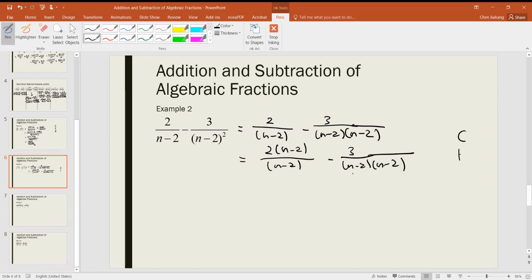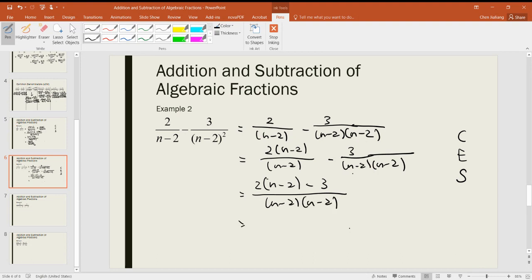Again, we follow the CES. So C means combine, E means expand, S means simplify. We'll combine the numerator first. So 2 times n minus 2, minus, we follow with the minus, and 3, the whole thing over n minus 2 bracket n minus 2.